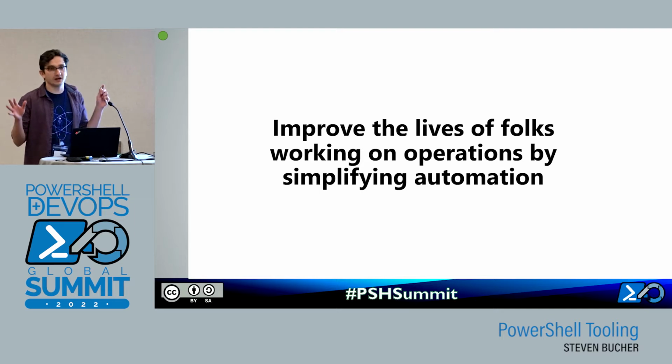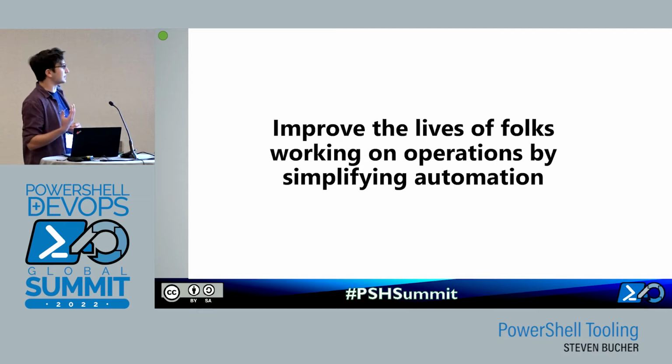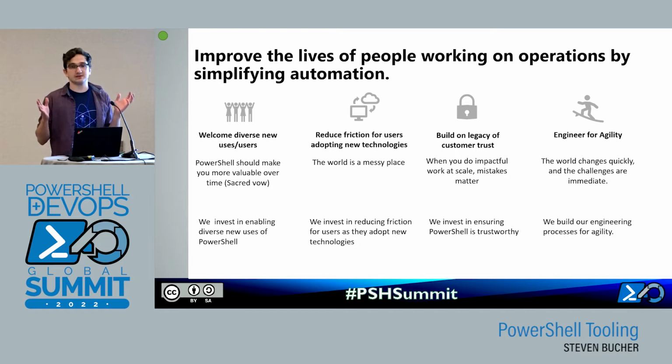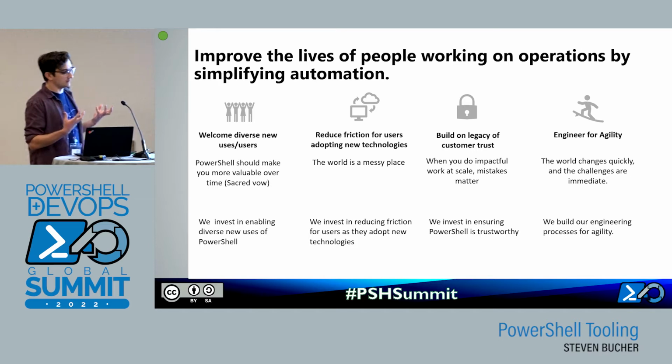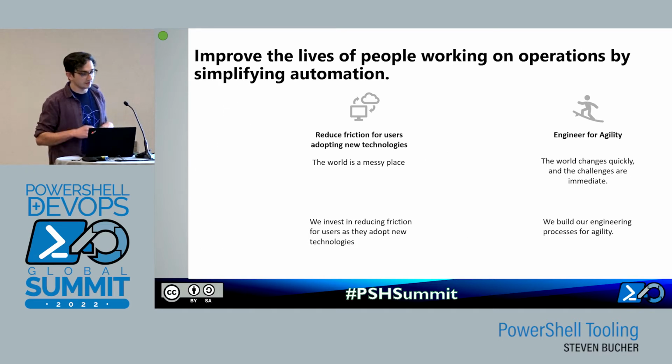So to first start off, we kind of wanted to talk about the vision of PowerShell that we have currently: to improve the lives of folks working on operations by simplifying automation. This was really emphasized in the State of the Shell demo, but this is our main guiding light for all the tooling and all the products that we like to ship. So drilling into it a little bit more, we have these different pillars of themes that we really want to focus on in order to achieve the goal of improving people's lives. These were talked about more in depth in the State of the Shell, but we really want to focus in on these two here as they're very pertinent to tooling.